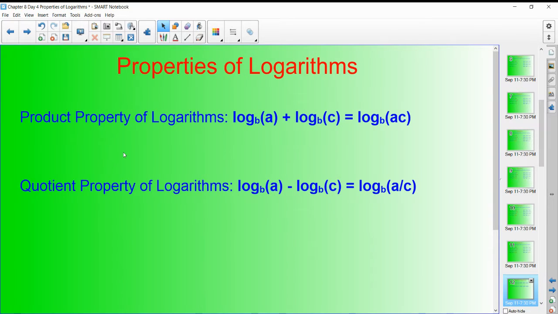So these are called the product property and the quotient property. The product property says if they have the same base, so the base in the last problem was always 10, the base could be anything. As long as the base is the same, we can multiply the arguments. So we take A and multiply by C. And the quotient, same thing. If we see subtraction, we take A divided by C.